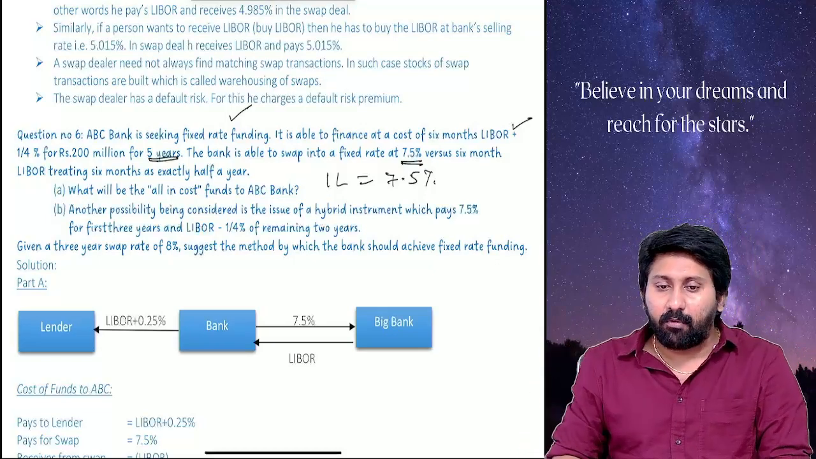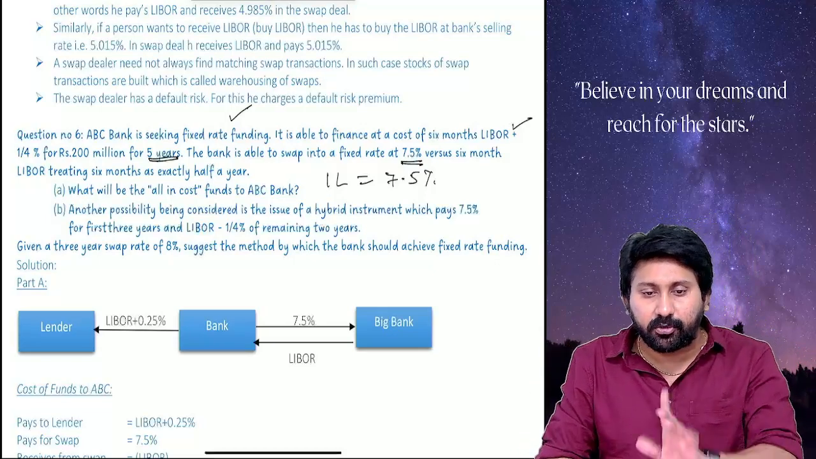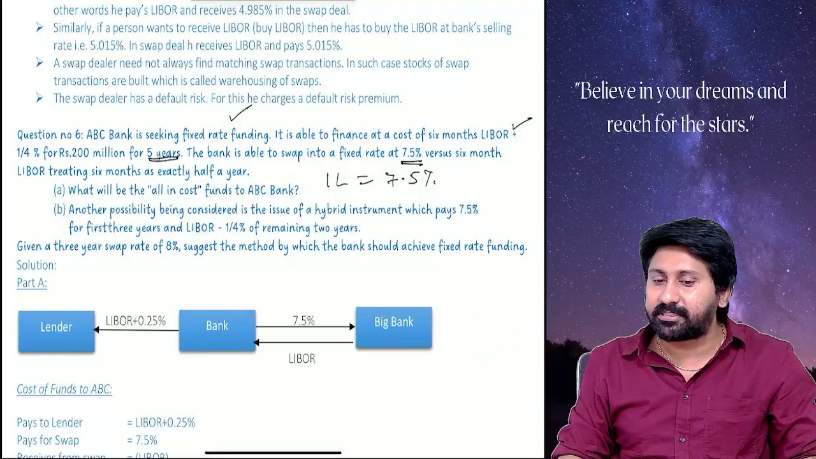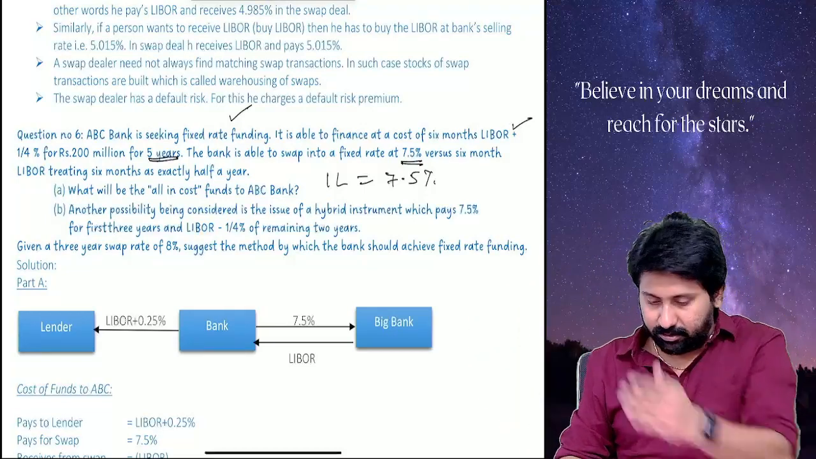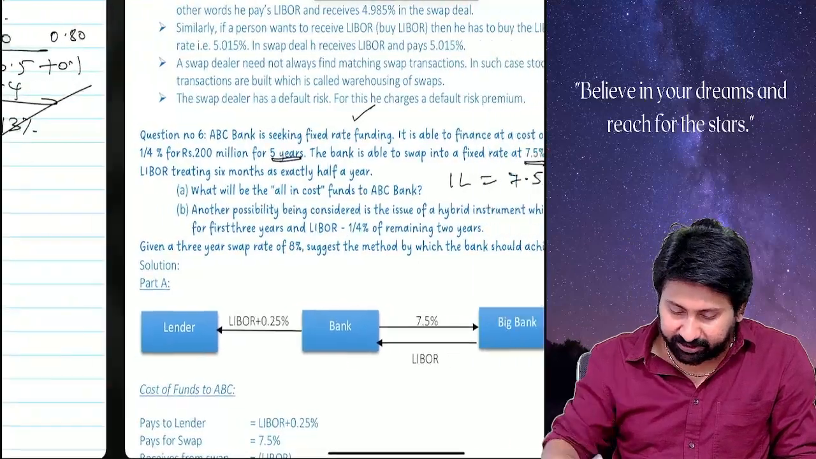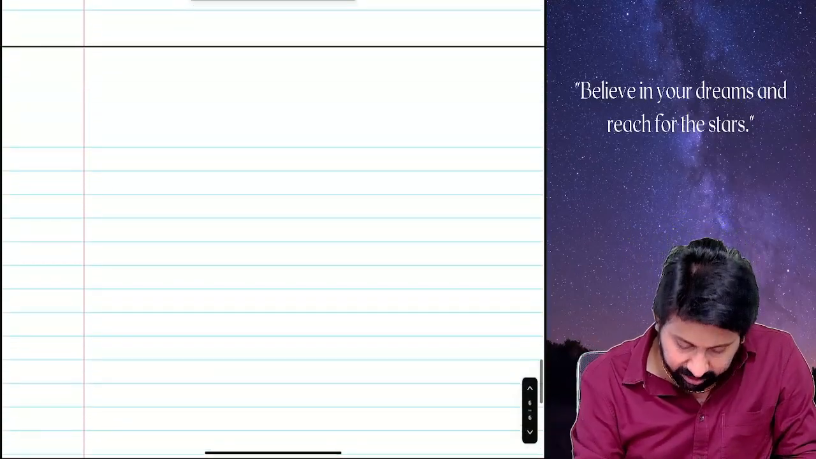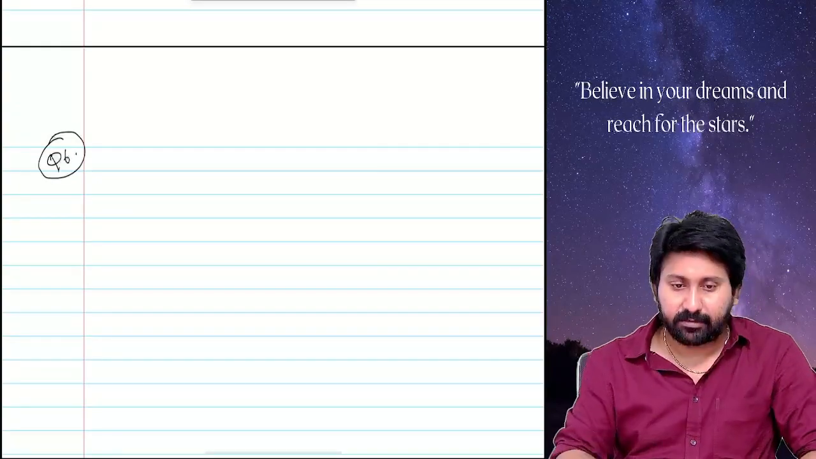Next, what is the all-in cost of funds to ABC? Means if you go by a general swap agreement, what is the all-in cost? Shall we do it together? Please do it. Practice. Don't just sit. Practice. What is the question number 6?